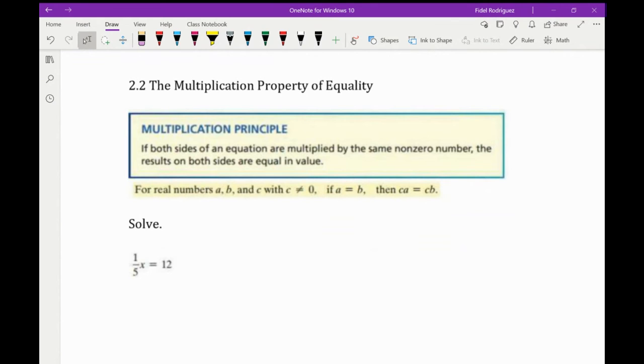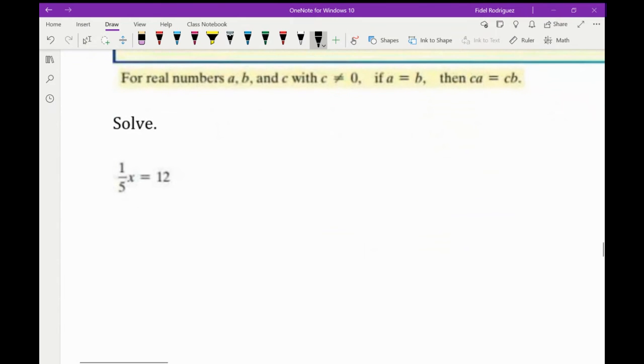And so what we're going to do here is we're going to figure out, how do I solve these types of problems, okay? And so remember what we're trying to do here. Anytime we're trying to solve, we're still trying to get the letter all by itself, okay? We're trying to get the letter all by itself. So the problem that I have here is 1/5 x equals 12.